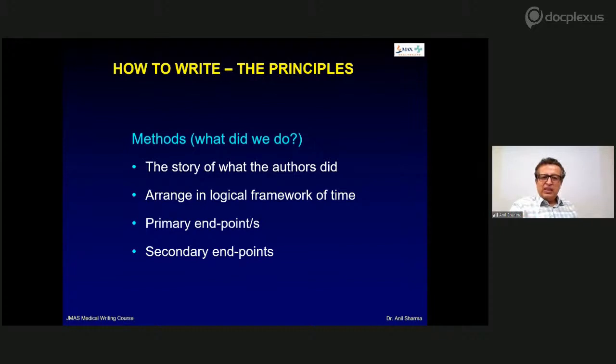And please be clear about your primary endpoint and secondary endpoints. The primary endpoint is the main reason for doing your study. What was the main thing that you had measured in the study? And please note that for one study, you must have one primary endpoint or perhaps two at the most. Never more than that. The main point of your study becomes your primary endpoint. And then you can have perhaps three or four secondary endpoints that you in fact looked at and measured in your study.